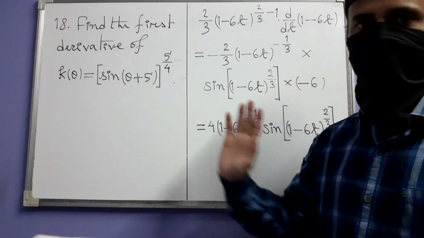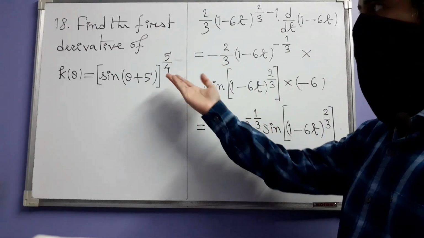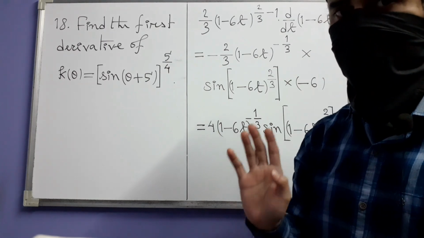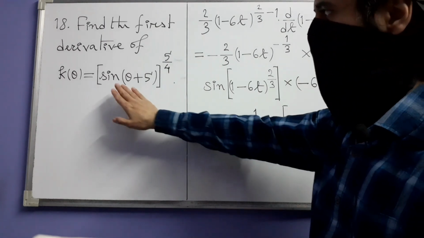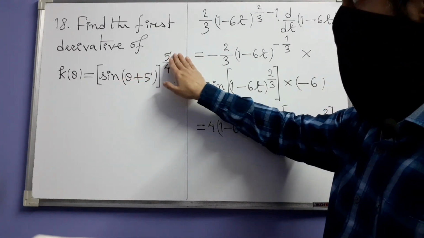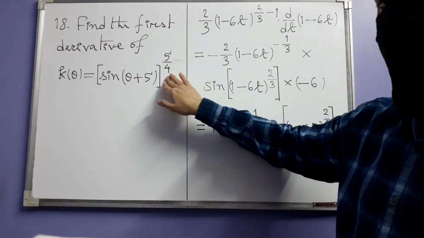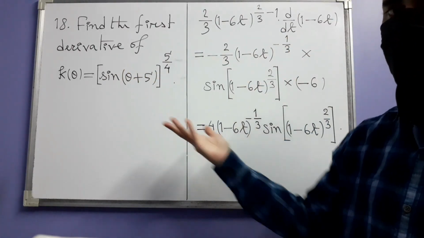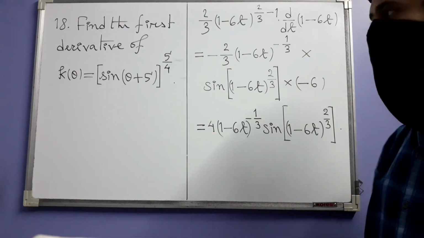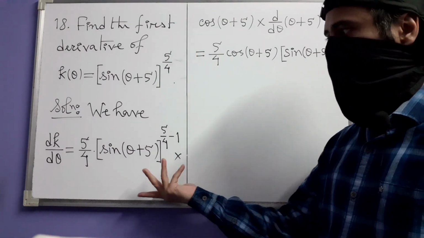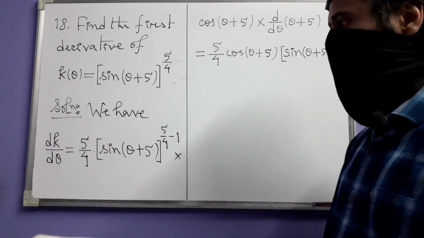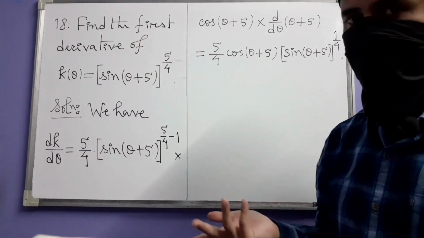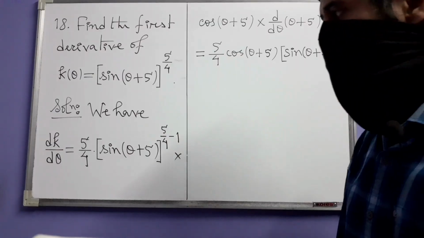Let's see another one of this type, number 18. Again find the first derivative of, this time the function is k of theta. So theta is the independent variable and it equals the 5 divided by 4th power of sine of (theta plus 5). So again you have to apply the chain rule 2 times. So in the solution we straight away apply the chain rule. Here you can simply write k. There is no need to write k of theta.